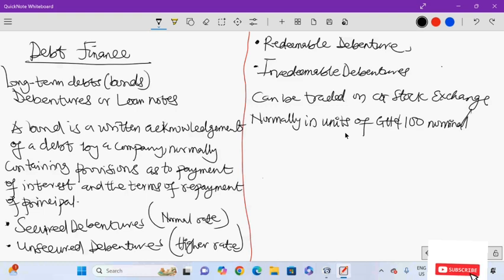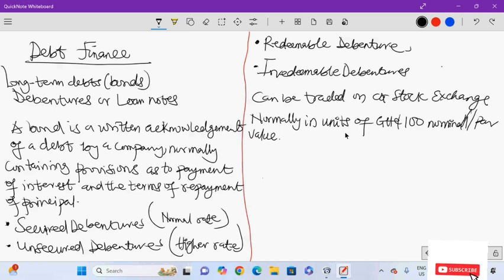Nominal or par value. Normally 100 cedis, a unit of 100 cedis, unless you are told otherwise. Sometimes you can see 1,000, but it is normally 100 cedis. So they carry a fixed rate.